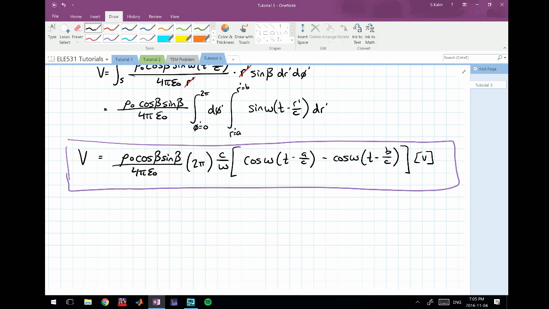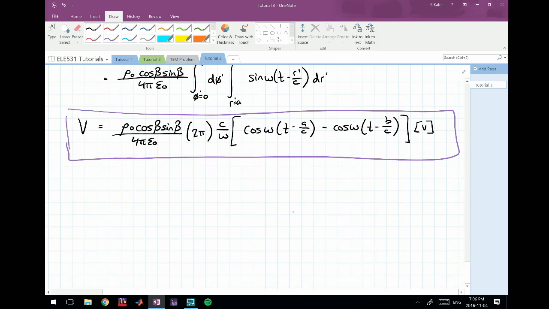T minus r over c is the definition of the retarded time. Whenever you have t equals t prime, in any of these problems with a time varying source, it takes into account how much time the propagation takes. We're not assuming it's instant, because it takes some time for the wave to get from point A to B. That r over c is another time, so that's the time difference, and we account for it there. If you look at the textbook, it's defined that way.